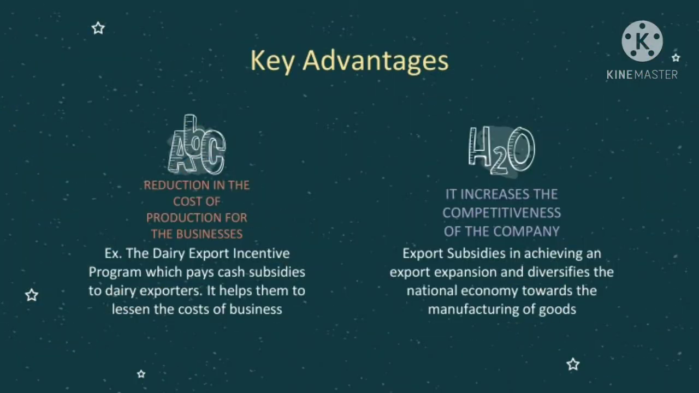There are 2 key advantages to be emphasized in this part. Number 1 is the reduction in the cost of production for businesses. An example of this is the Dairy Export Incentive Program, which pays cash subsidies to dairy exporters. It helped them to lessen the cost of business. Number 2, it increases the competitiveness of the company. Export subsidies help in achieving export expansion and diversify the national economy towards the manufacturing of goods.